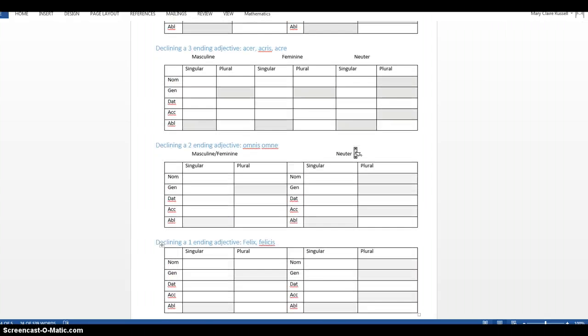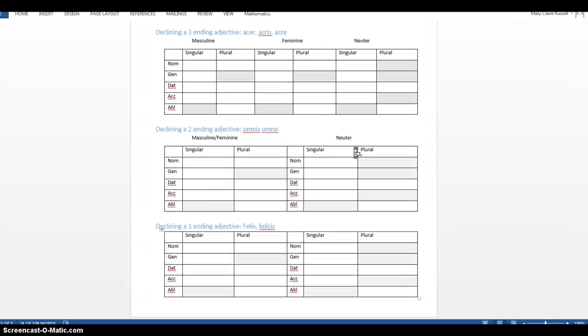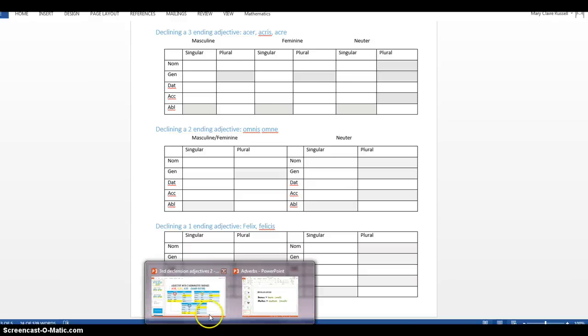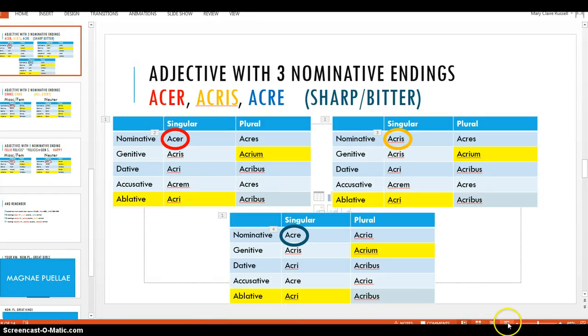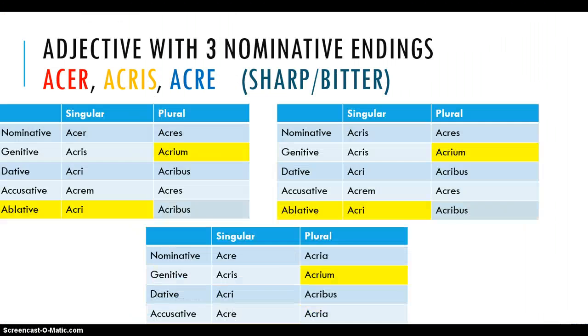Okay, so if you don't have the sheet out, go ahead and get it out so we can begin. You can pause this video whenever you want so that you can take more time in copying the charts that I show you. So here's acer, acris, acre. We already did it, but in case you want to see it and make sure yours are correct, you can pause now.